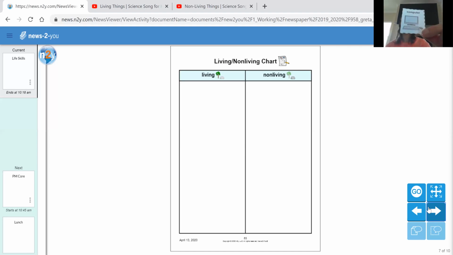What about this computer that you're on? Does it breathe? No. Thank you. So this is non-living. What about this horse? Does it breathe? Eat? Grow? Move itself? Yes. That's a living thing.